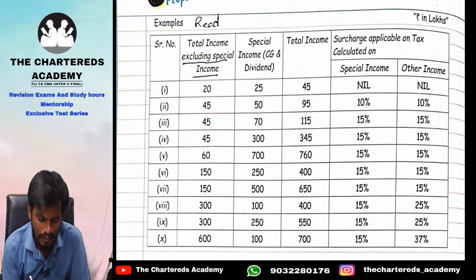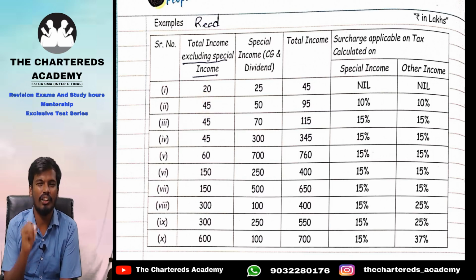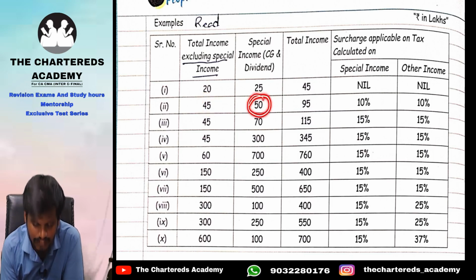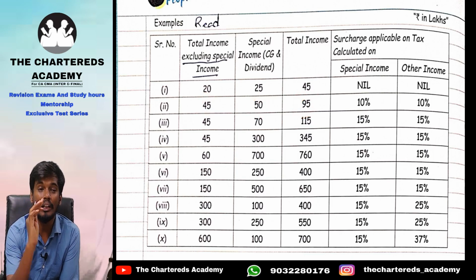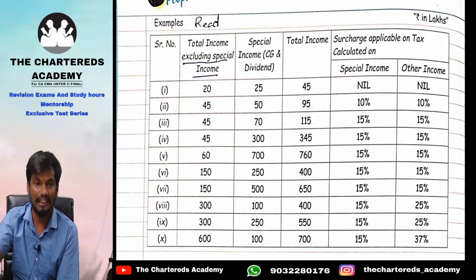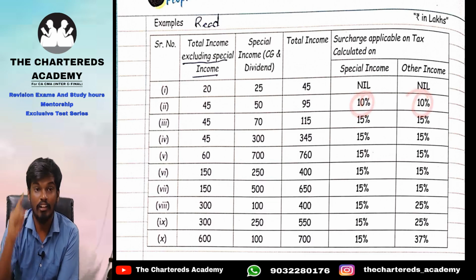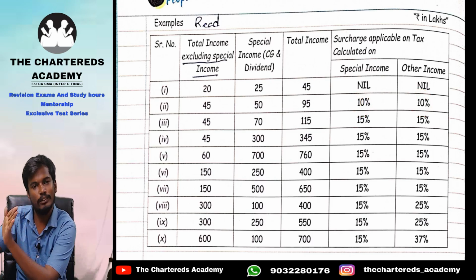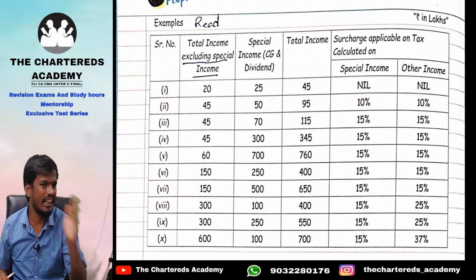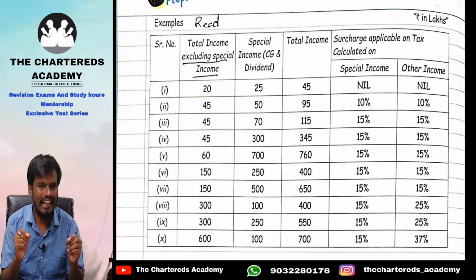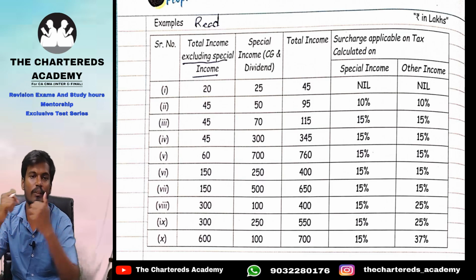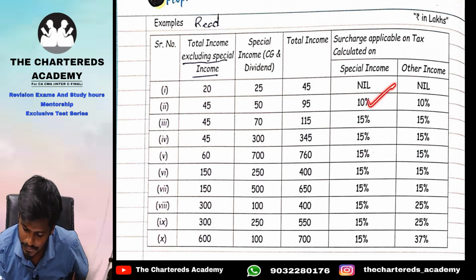Okay, sir. My total income excluding specified income is 45 lakhs, and my specified income is 95 lakhs. Sir, your total income exceeds 50 lakhs but is less than 1 crore. What is the surcharge? 10%, sir. Our condition is whether your total income exceeds 2 crores or not. If your total income does not exceed 2 crores, one surcharge rate is applicable for both incomes, the specified income and other income.